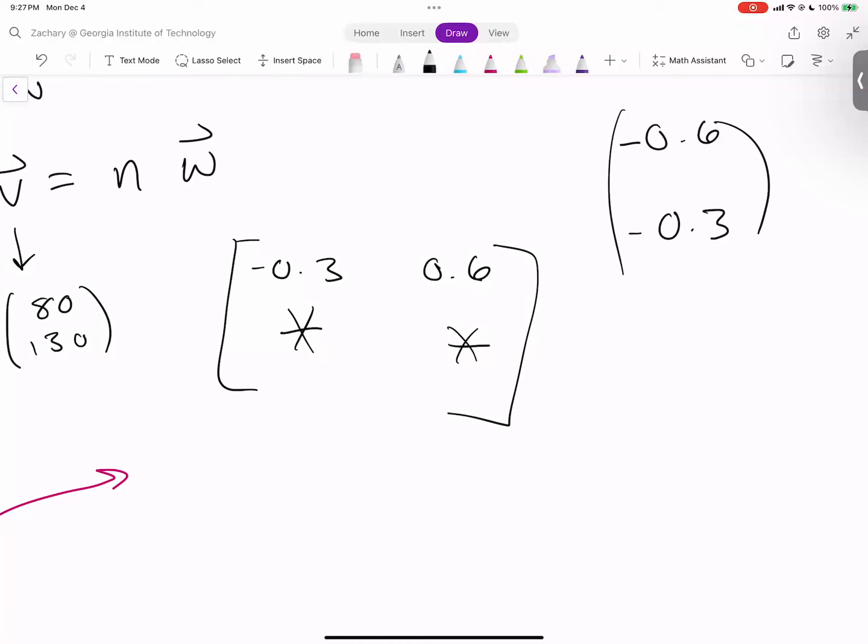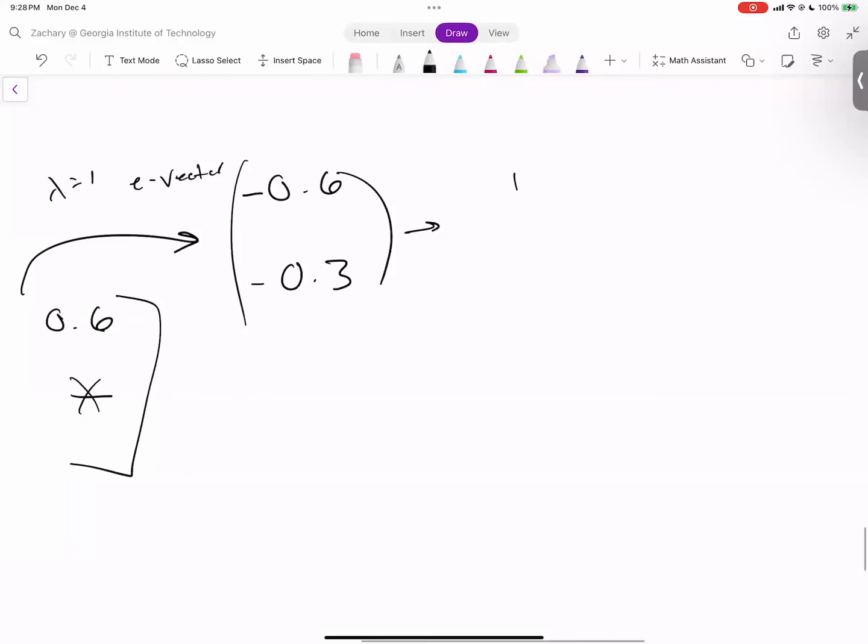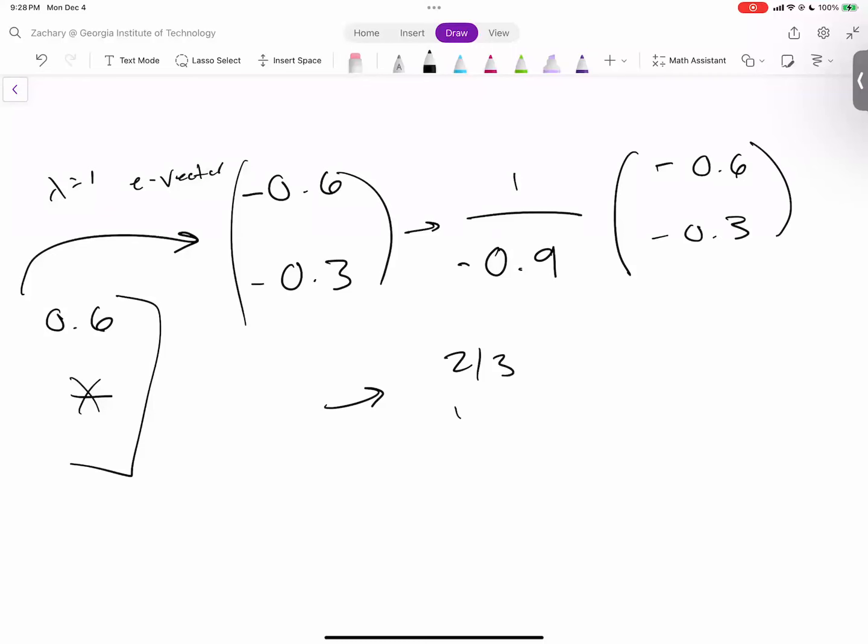This doesn't look like something we like to see in statistics because it doesn't sum to 1 and it's not positive. Again, I jumped from here to get my lambda equals 1 eigenvector. If you want to take your time with it, you can find the null space of this, which is totally fine. You'll get the same thing. What we want is for it to sum to 100%, so let's divide by what it adds up to, negative 0.9. This gets me 2/3, 1/3. It's my steady state vector.